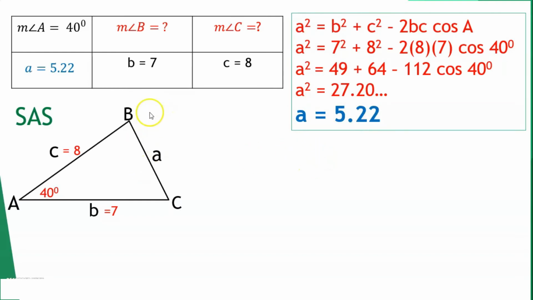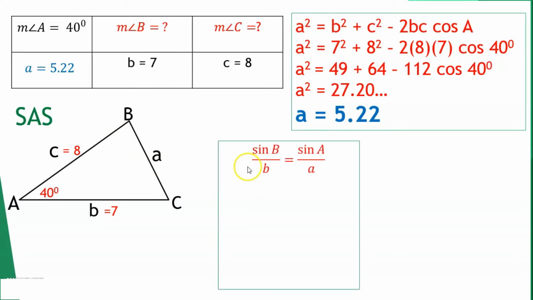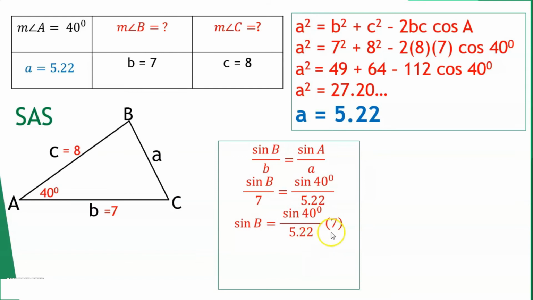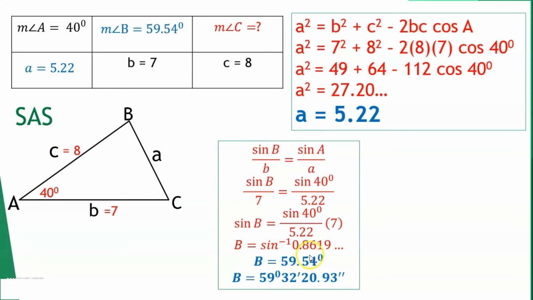Next, we will solve for angle B. We will use the law of sines: sine B over b is equal to sine A over a. Substitute: our b is 7, our angle A is 40 degrees, and our a is 5.22. Cross multiply, we will get sine 40 degrees over 5.22 times 7. So, we will have arc sine 0.8619. So, angle B is 59.54 degrees, or the exact value of that in minutes will be 59 degrees, 32 minutes, and 20.93 seconds.